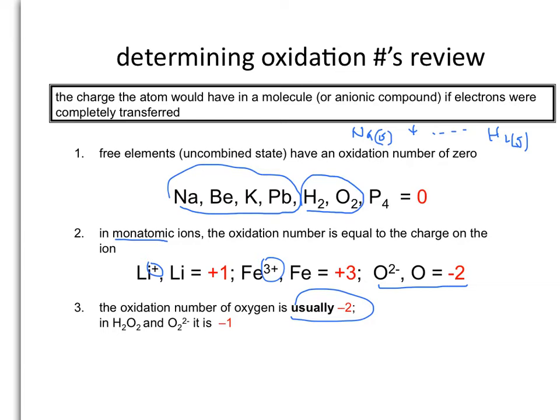Now, there are exceptions. If we look at H2O2, or hydrogen peroxide, the anion that we have is the peroxide anion. And what you should notice there is that we have 2 oxygens that are bonded to each other with a 2- charge overall. So what happens here is that the 2- gets spread over the 2 oxygens, so each oxygen has a -1 charge. So this is an exception rather than the rule, although it is quite common.